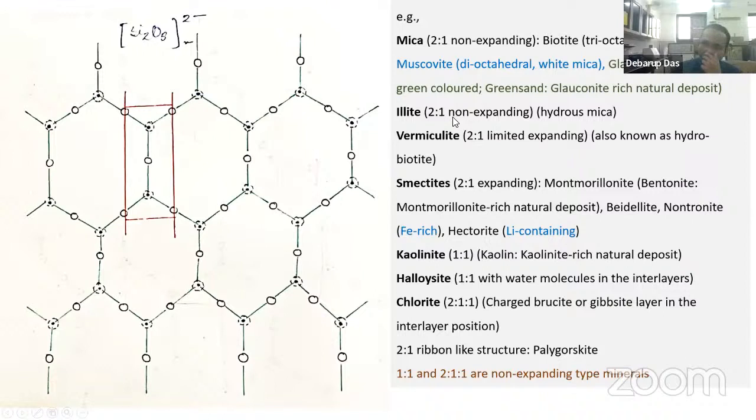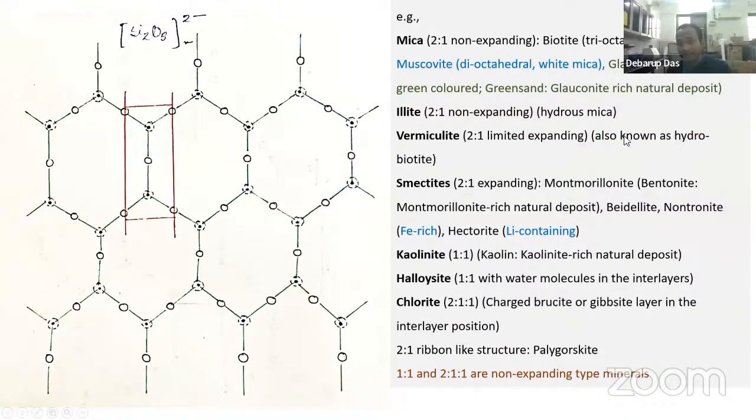Illite, also 2:1 non-expanding, also known as hydrous mica. Illite is the weathered product of mica when it comes in the clay size fractions. In clay size fractions, any mineral with 10 angstrom C-axis spacing is generally termed illite, whereas in sand and silt, any mineral with 10 angstrom spacing will be called mica.